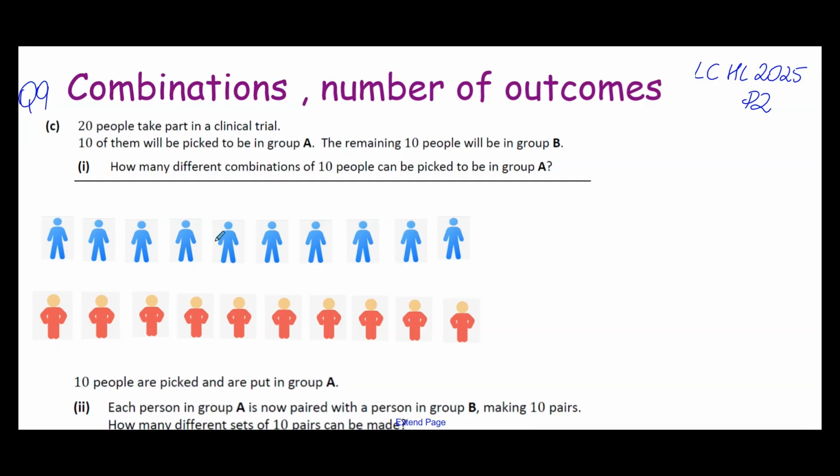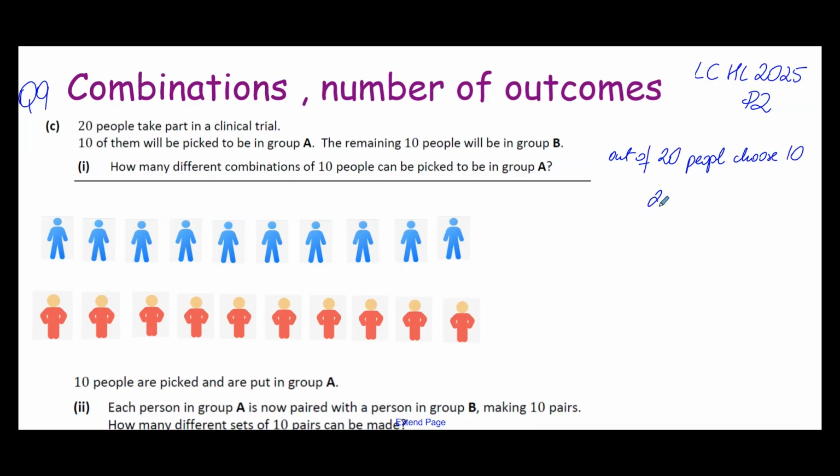So that's what I've done. 10 people, different colors, different groups. So the first part is saying how many different combinations of 10 people can be picked to be in group A. I know that this visual aid doesn't help you here, because it's actually for the second part, but basically what we are saying is, out of 20 people, we want to choose 10, isn't it?